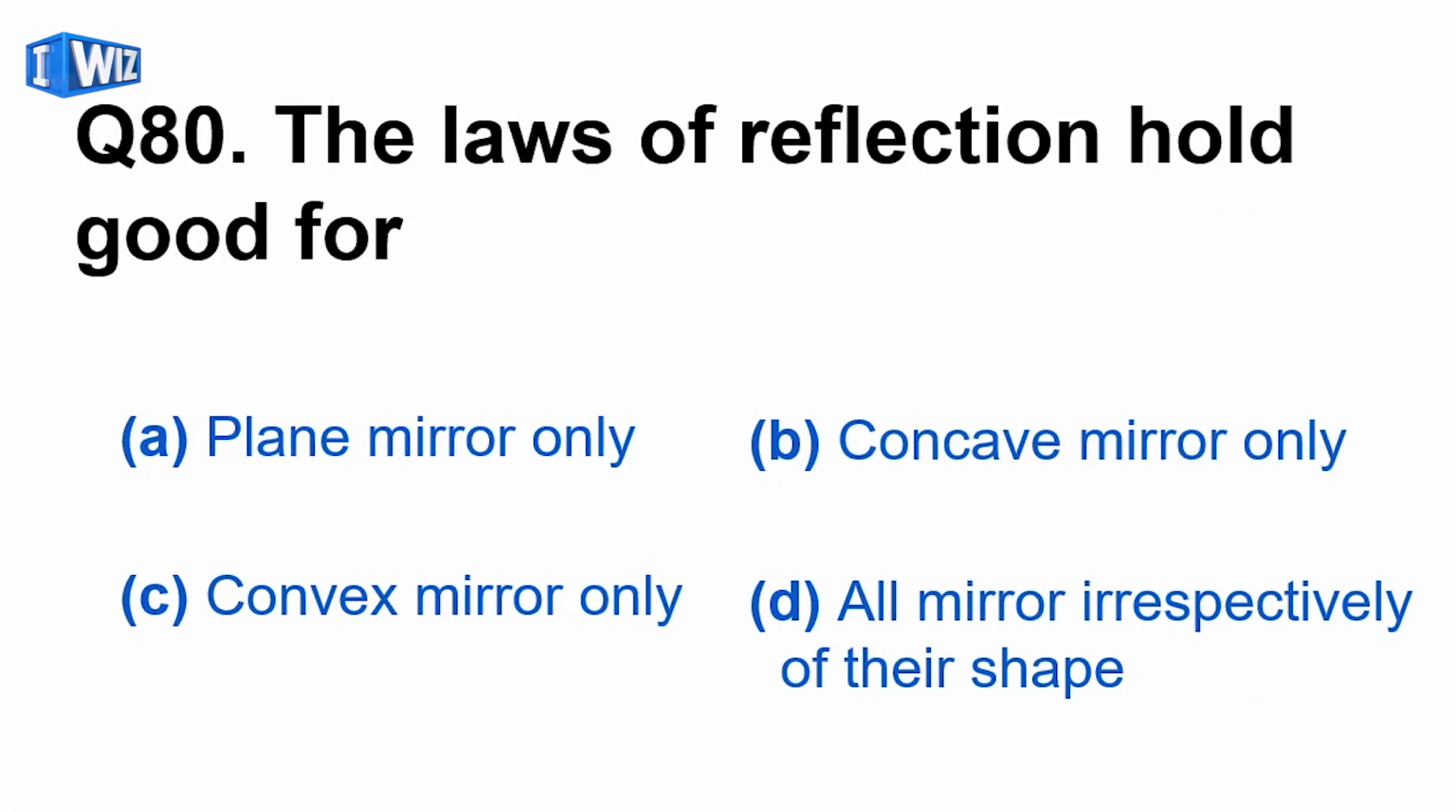Next, the laws of reflection hold good for plane mirror only, concave mirror only, convex mirror, or all mirrors irrespective of their shape. We know that laws of reflection are applied on all types of mirror. There is no particular mirror on which it is applied. It is applied on all mirrors.